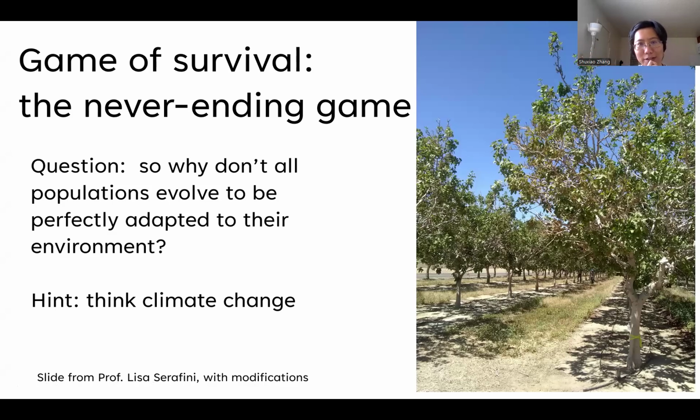So one question I want you guys to take a moment to think about right now is, because natural selection is something that's been going on for millions of years already, right? Why haven't they evolved to be perfectly adapted to their environment? And the hint to the answer to this question is, think about climate change.